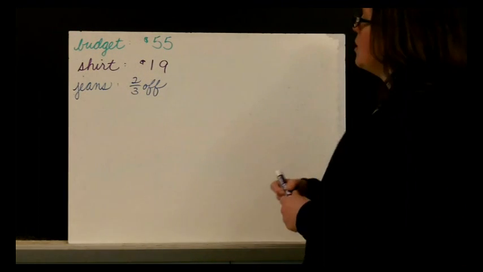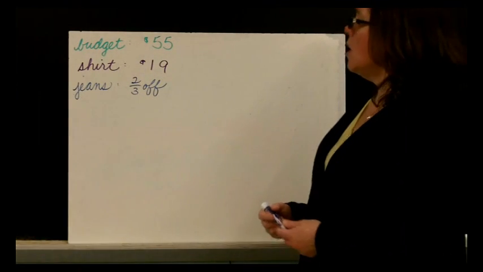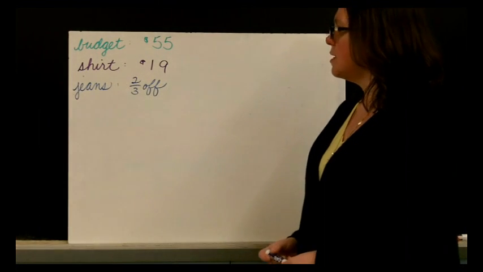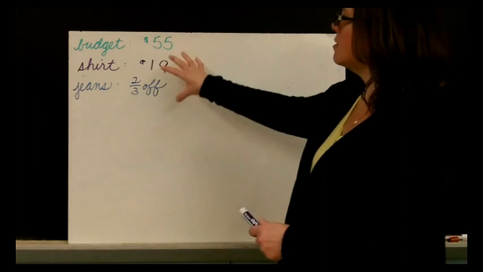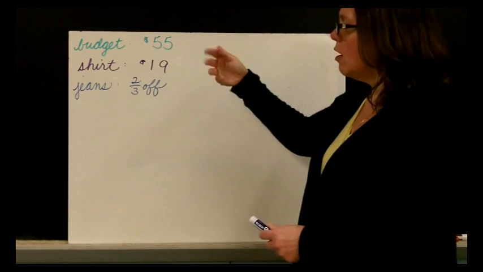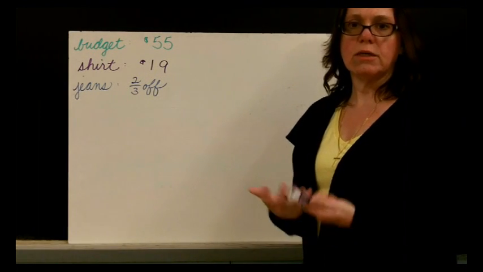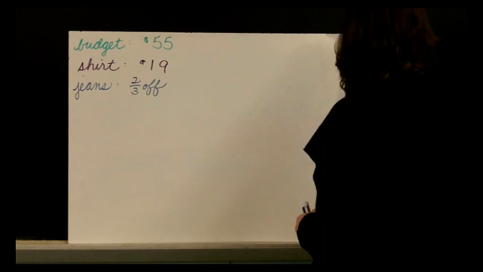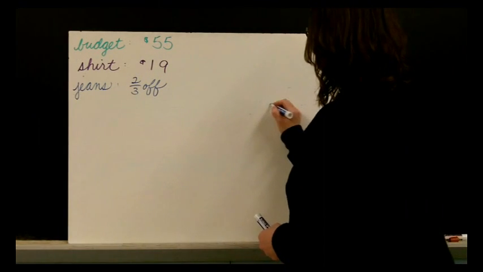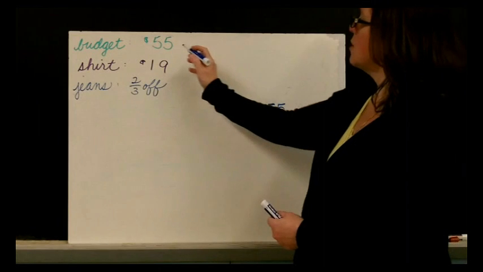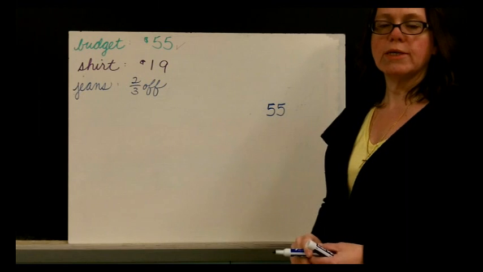What do we know? We know that we have a budget of $55, which means that that is the most that we can spend. We know that the shirt that we want is $19, and we know that jeans are 2/3 off. So how do we take this information that we culled from the very long word problem and work it into the inequality that we need to solve the problem? Well, here's where we start. We take our total, and I like to put it over here on the right. That's our budget.